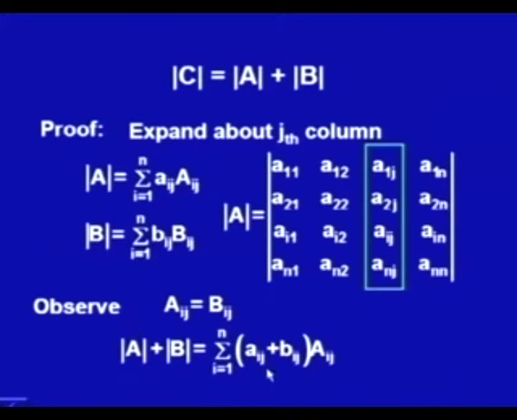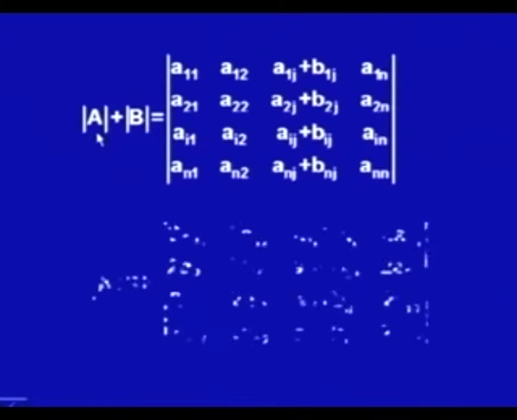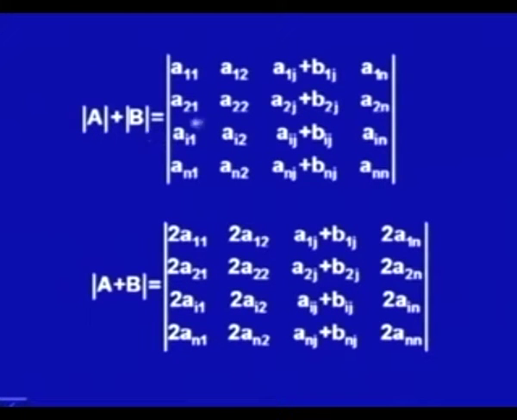So, this is equal to Aij plus Bij, and this simply means that determinant A plus determinant B is equal to this determinant where the jth element is the sum of the two. Now, this is nothing but the C matrix. This simply means the determinant of A plus determinant of B is equal to determinant of C.